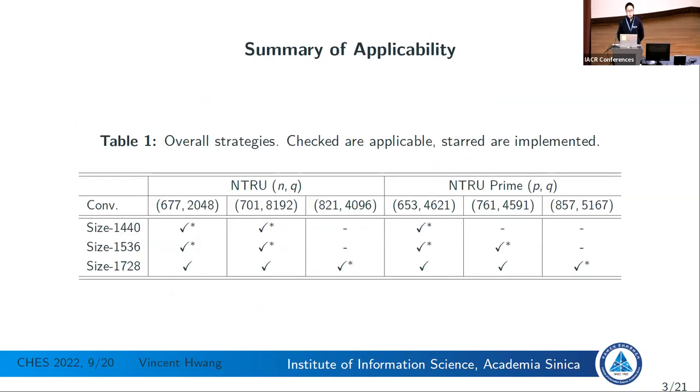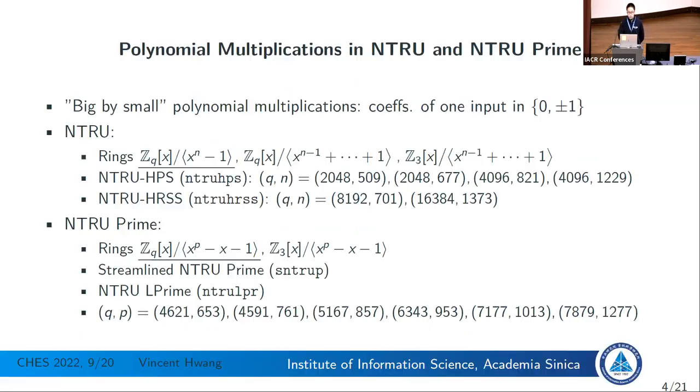This is a summary of the applicability of our convolutions. Since we compute the results in Z[x], the larger the convolution is, the wider the applicability. In end-to-end Prime, we are targeting the big by small polynomial multiplications, where a polynomial is called small if all of the coefficients are bounded, that is, all in zero and plus minus one.